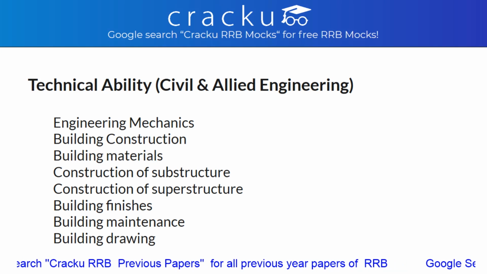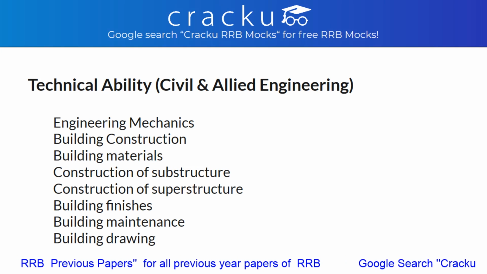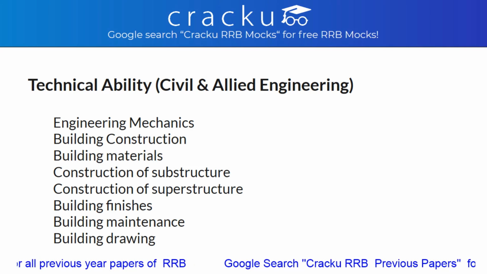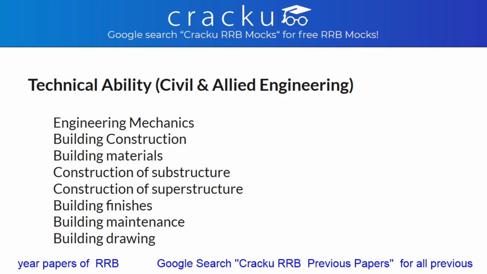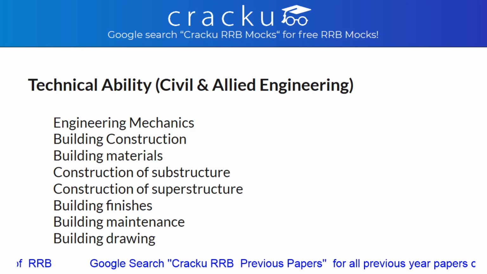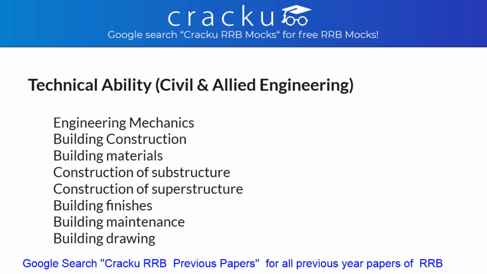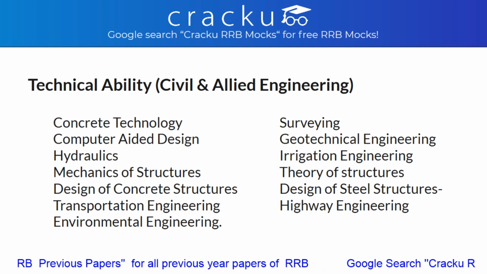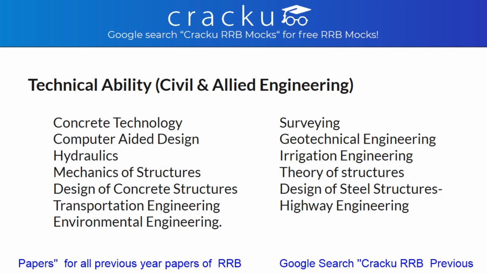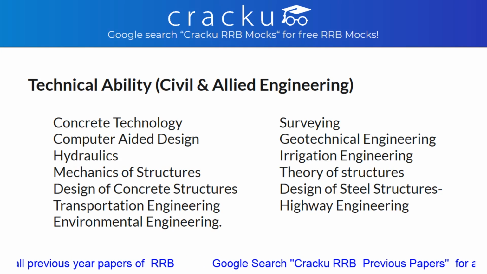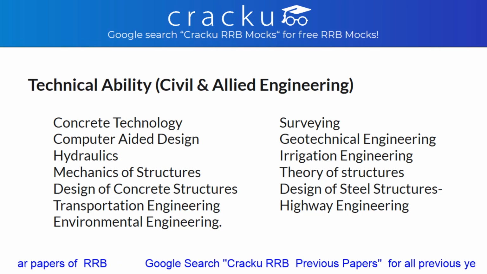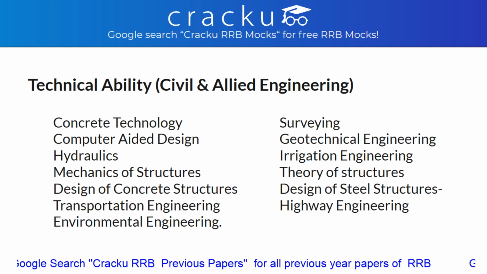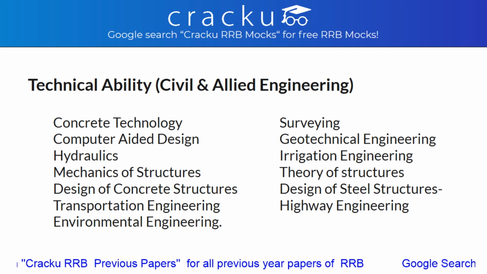For civil and allied engineering, the areas that are tested are engineering mechanics, building construction, building materials, construction of substructure, construction of superstructures, building finishes, building maintenance, building drawing, concrete technology, hydraulics, mechanics of structure, design of concrete structures, transportation engineering, environmental engineering, surveying, geotechnical engineering, irrigation engineering, theory of structures, design of steel structures, and highway engineering.